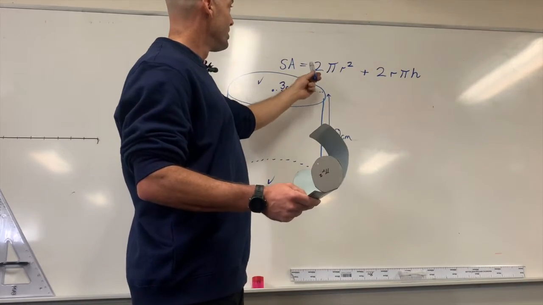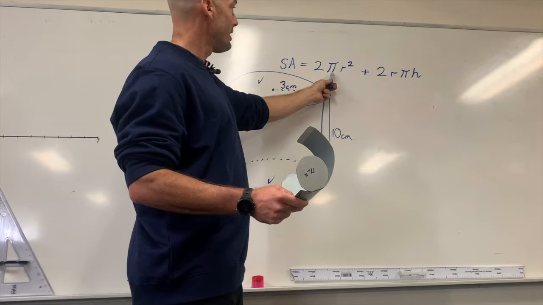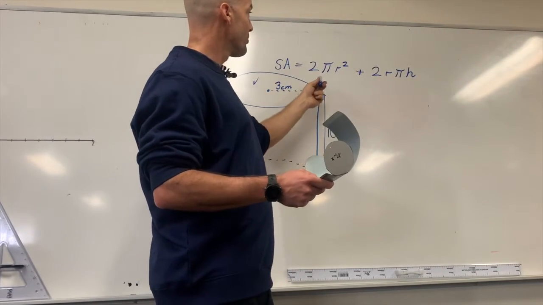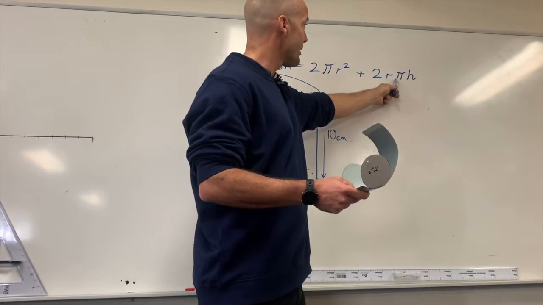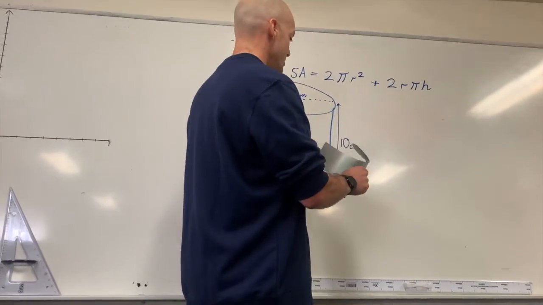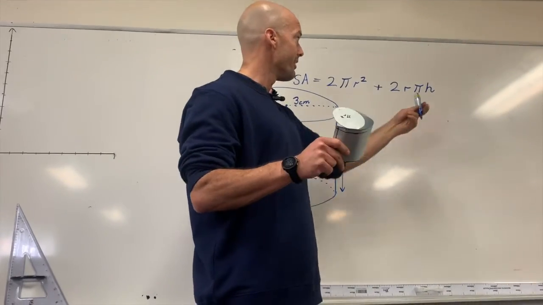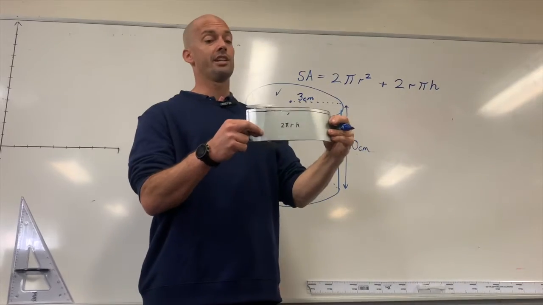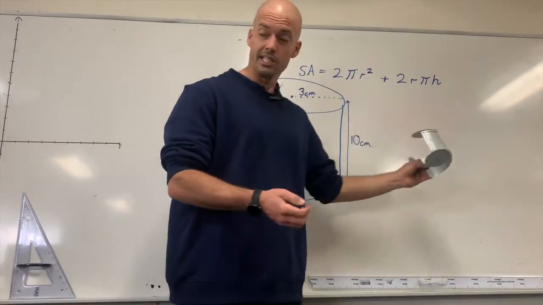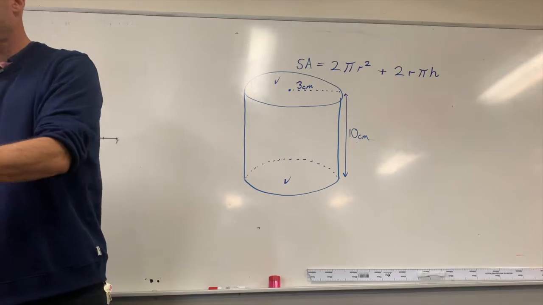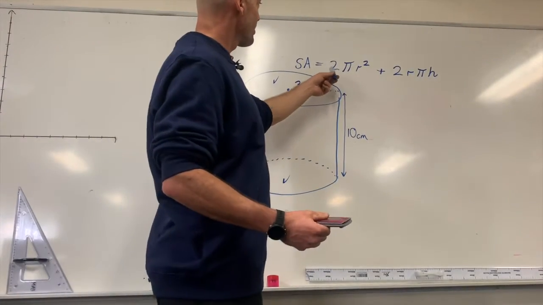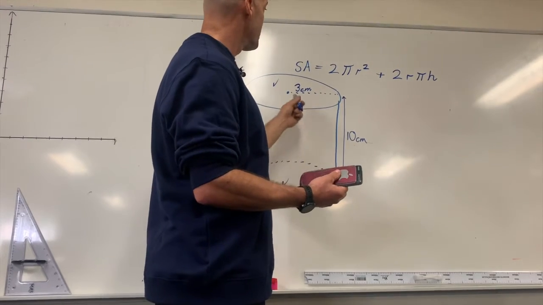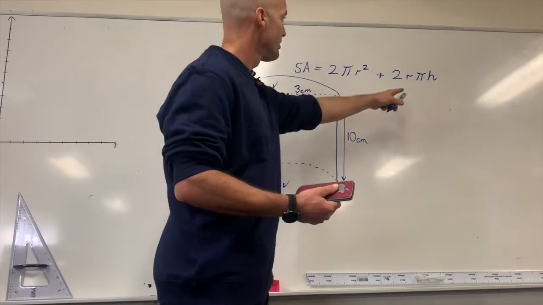So that is your formula. Surface area: 2 times pi times radius squared. This one's squared because that's the circle. Then it's 2 times radius times pi, which pretty much covers the length, and then times the height, which would be the width of the rectangle. So that will cover those parts. For this example we have on the board, we just replace the radius with what we need to know, which is 3 centimeters, and the height, which is 10.